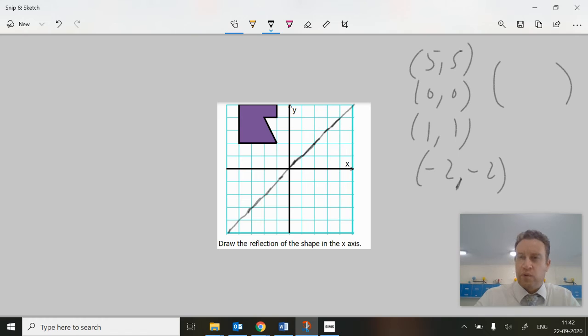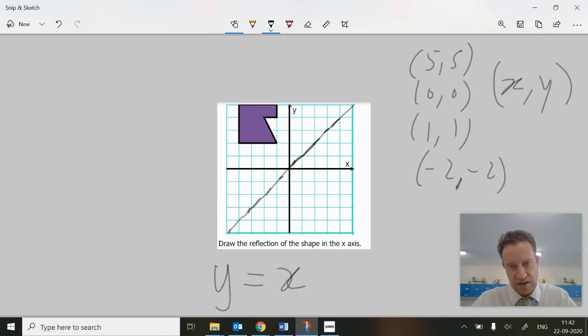Well, when we have coordinate points, we always put the x number first and the y number afterwards. Because the x and the y are the same for both parts of those coordinate points, we can say x is equal to y or y is equal to x. So this is the line of y is equal to x.